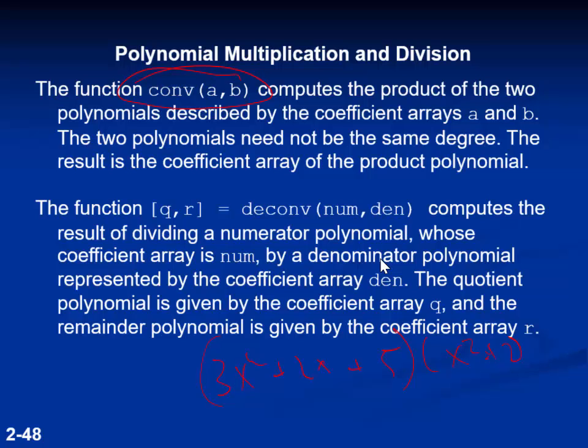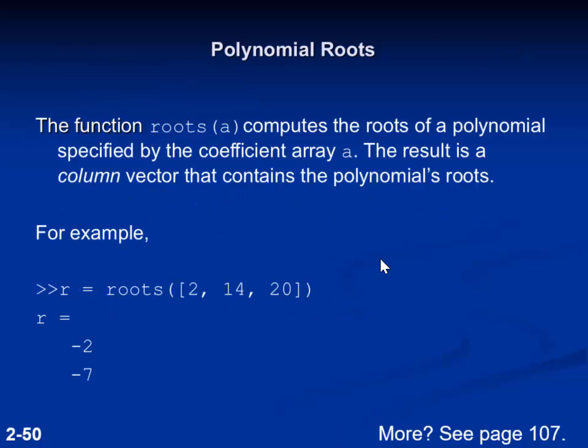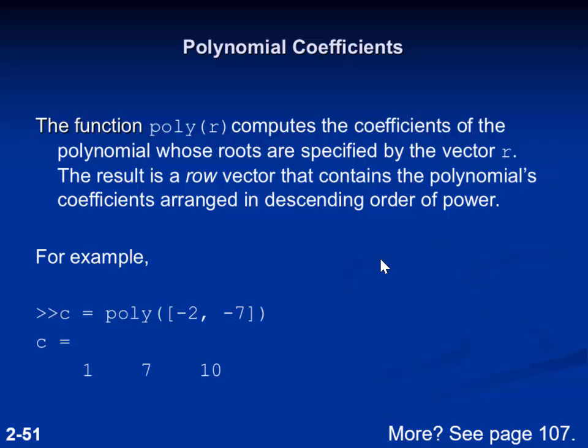To be honest, I have never used it for that purpose. I think it's useful if you're trying to factor out, but again, you've got the roots function, and we've already talked about the roots function. Here they give you quotient and remainder, convolved product, and here they've got an example. Again, I'm trying to rush through here a little bit. The roots we've already talked about, the coefficients right there.